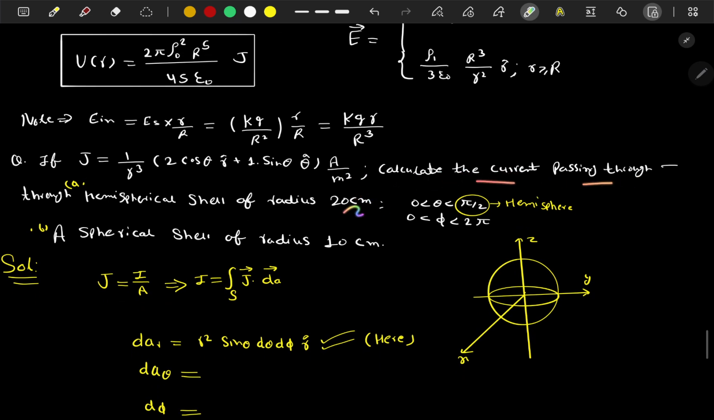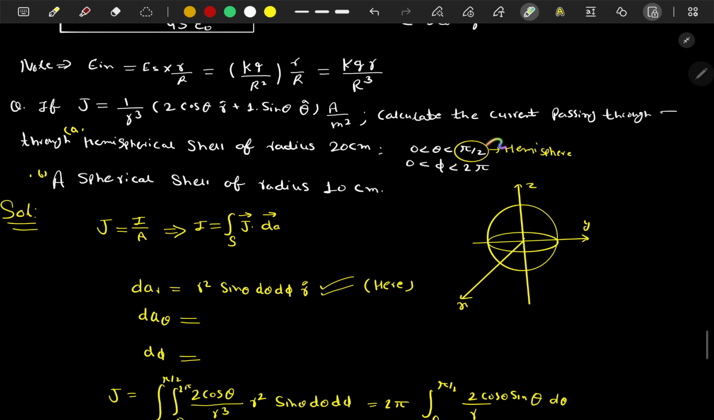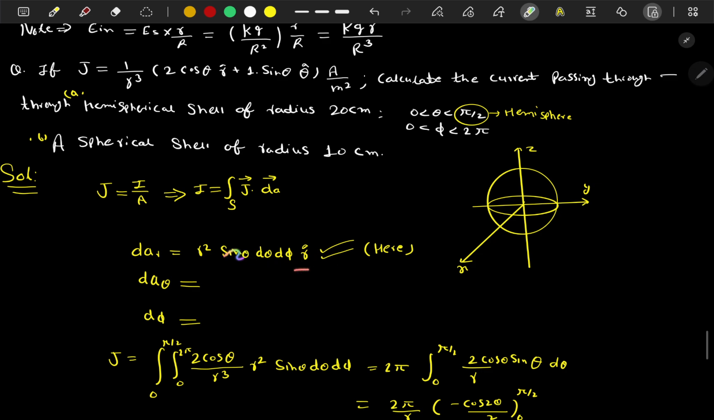We want to calculate the current passing through a hemispherical shell of radius 20 centimeter, and it is given that theta is 0 to pi by 2. So this is a hemispherical shell, and phi is whole. This is phi, and this is theta from this to this. What do we want to calculate? Current. So what is current? Current is I equal to integration of J dot dS, and here the radial component dS equals r square sin theta d theta d phi r cap. We know this, r square sin theta d theta. Just put it here.